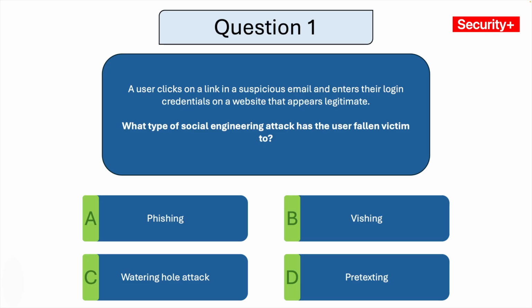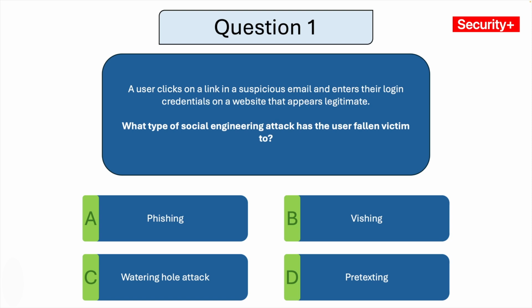Question 1. A user clicks on a link in a suspicious email and enters their login credentials on a website that appears legitimate. What type of social engineering attack has the user fallen victim to? A. Phishing, B. Vishing, C. Watering hole attack, or D. Pretexting? All right, so for this question, you're going to need to understand which one does what and when it's used.